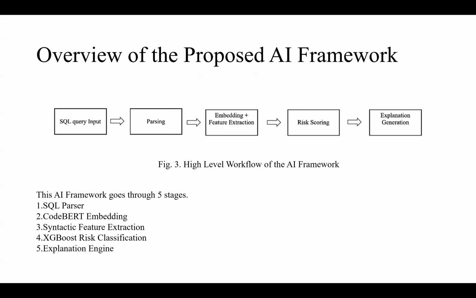This module reads the structure of the query from the AST and uses predefined templates to generate a human-readable explanation. For instance, it might say, this query groups data by title and shift, which may reveal individual identities because the group sizes could be too small.